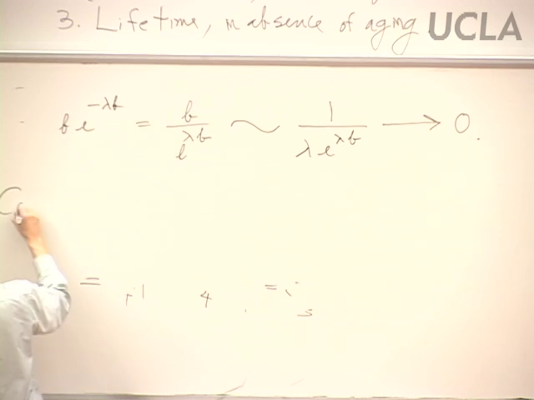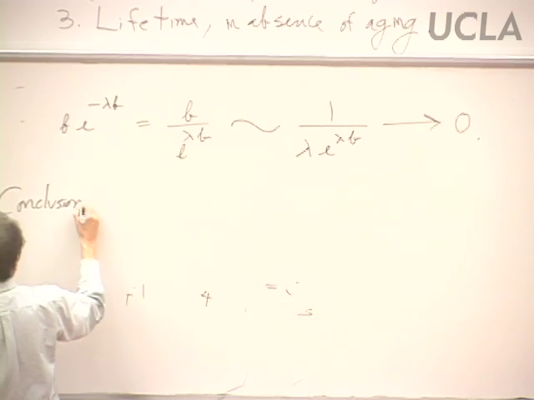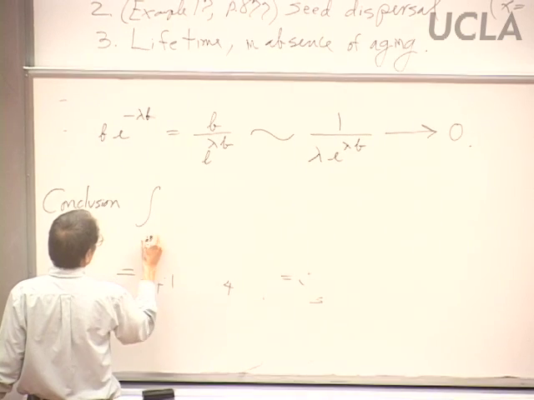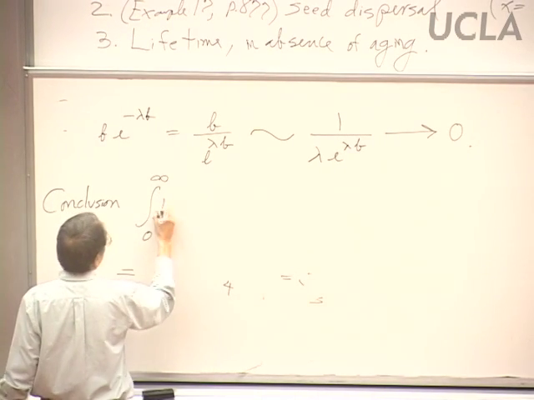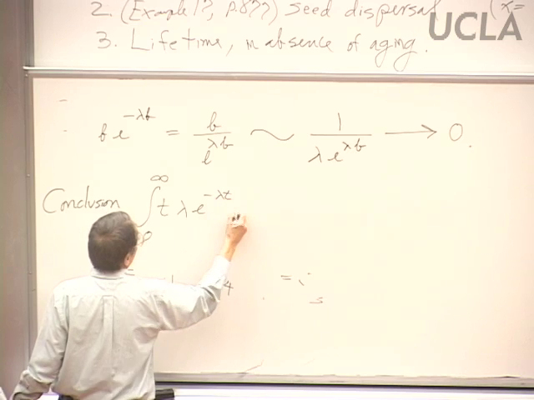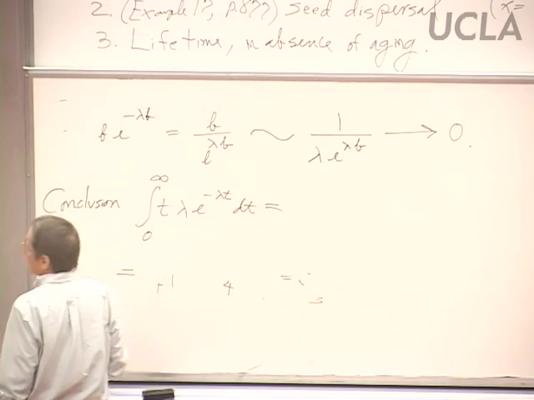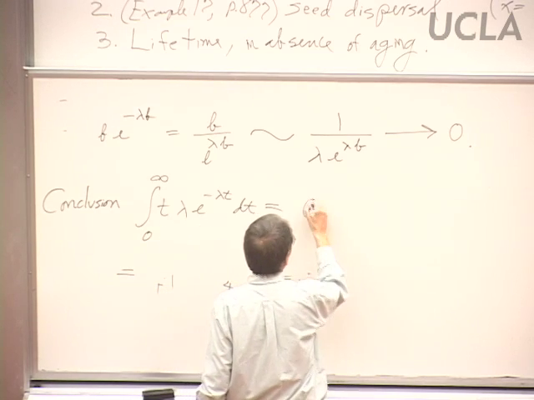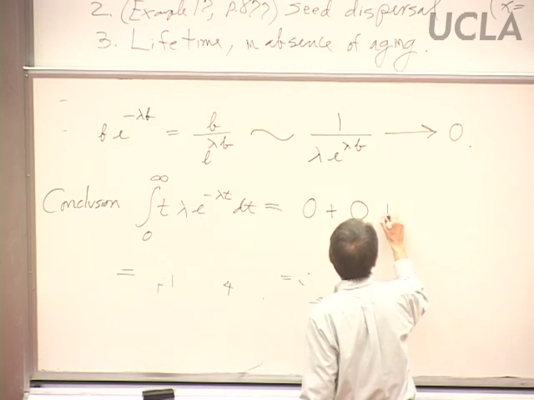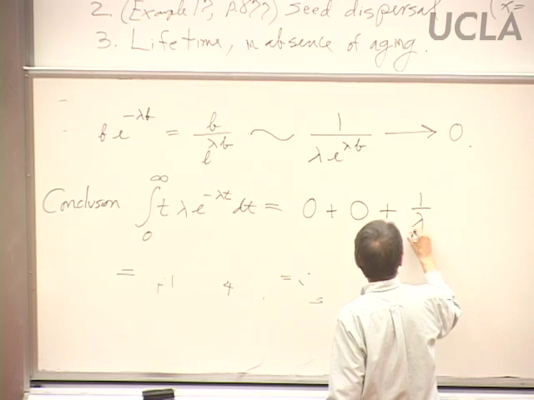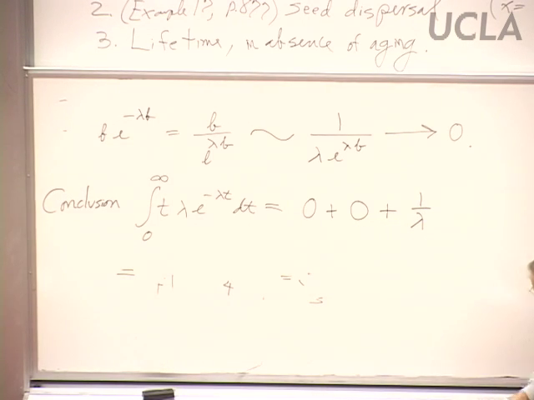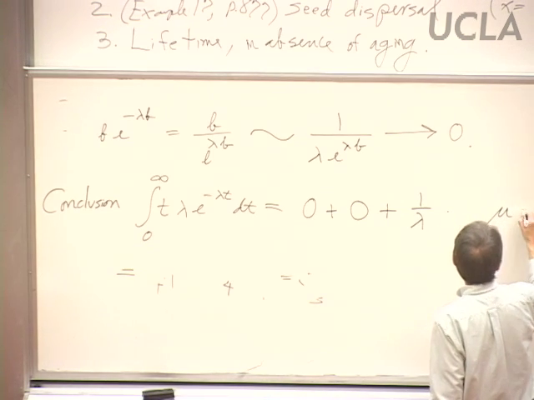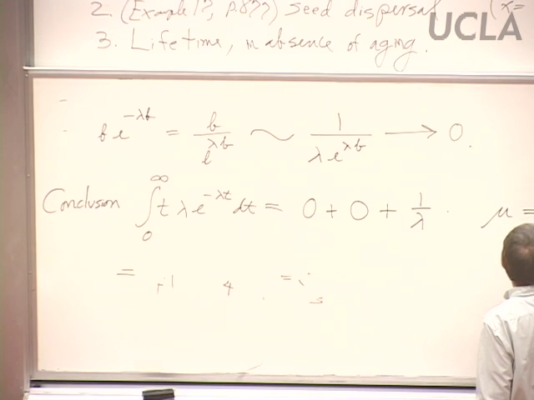Conclusion, putting everything together, the integral from 0 to infinity, t lambda e to the minus lambda t dt, is the limit of this as b goes off to infinity. That first term goes to 0. That second term goes to 0. And that third term converges to, in fact, it always is, 1 over lambda. So the mean with the exponential distribution is 1 over lambda.